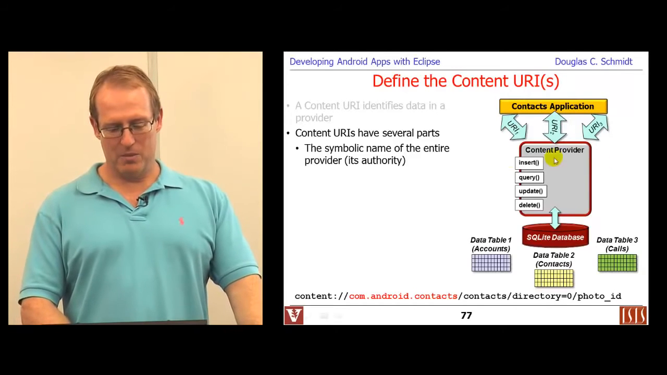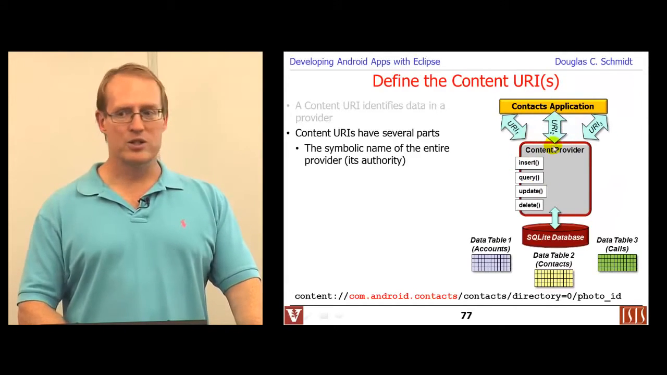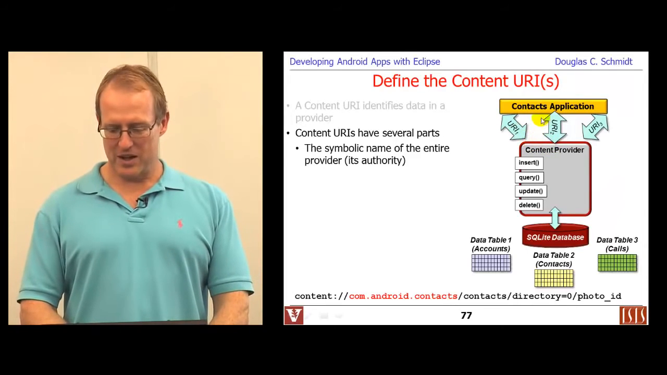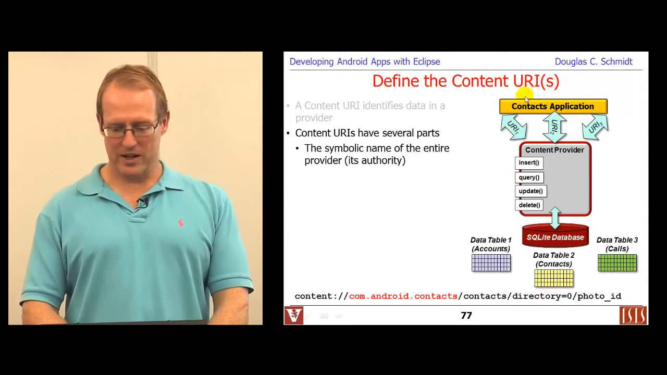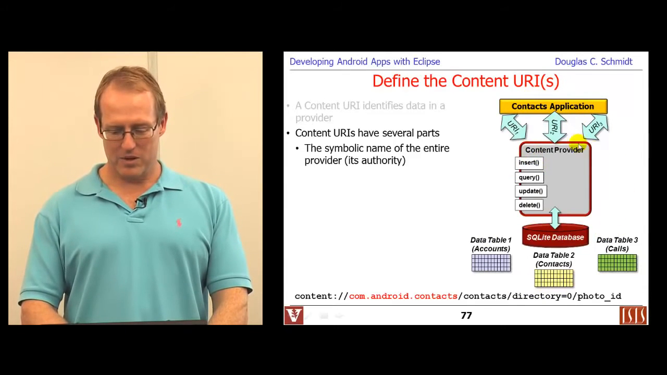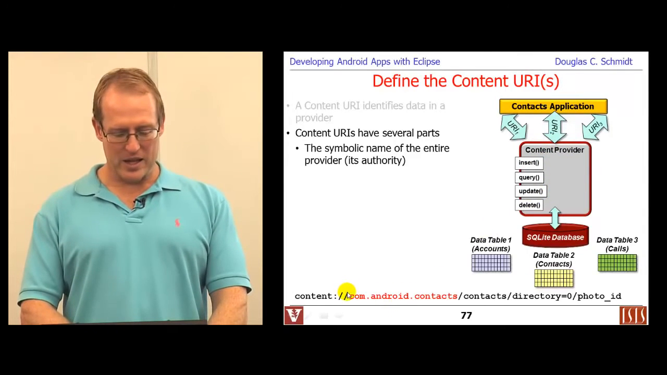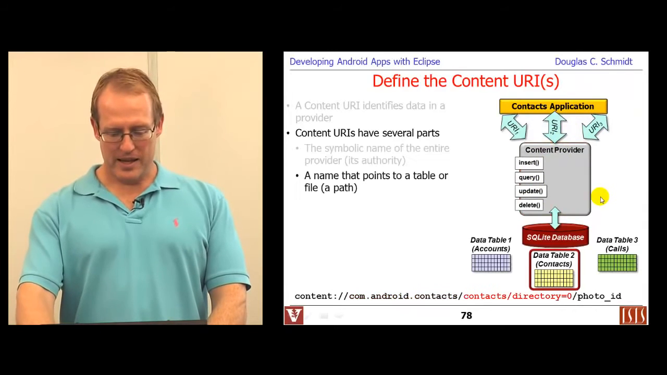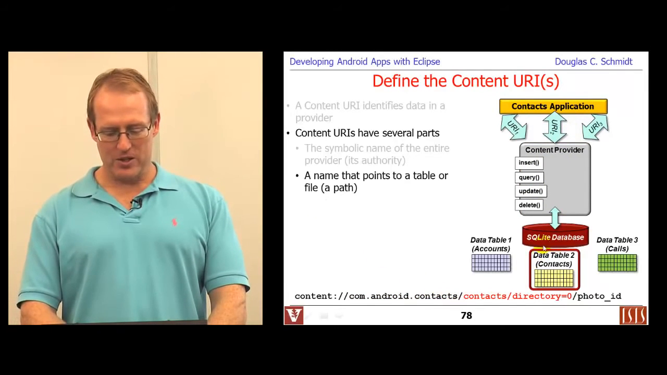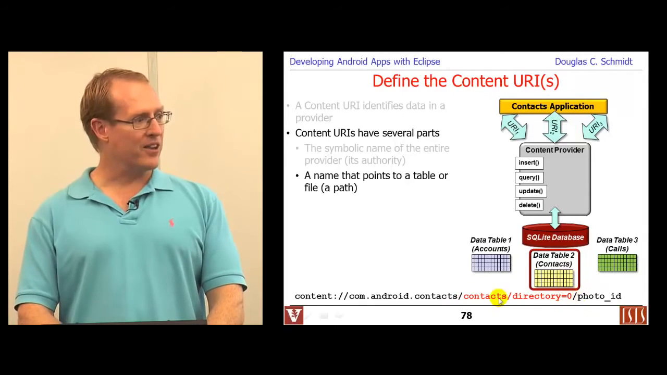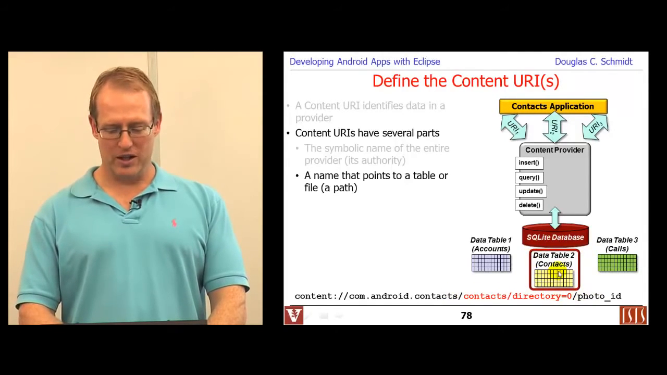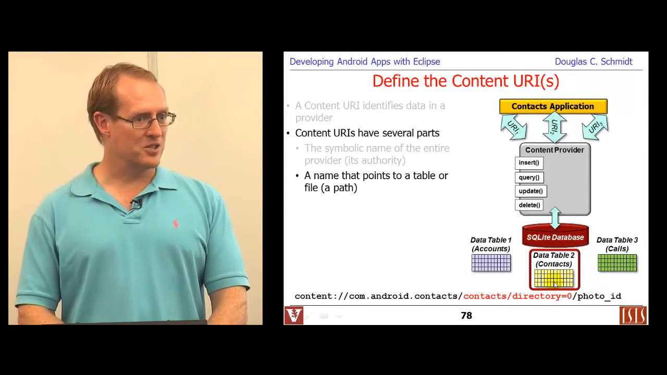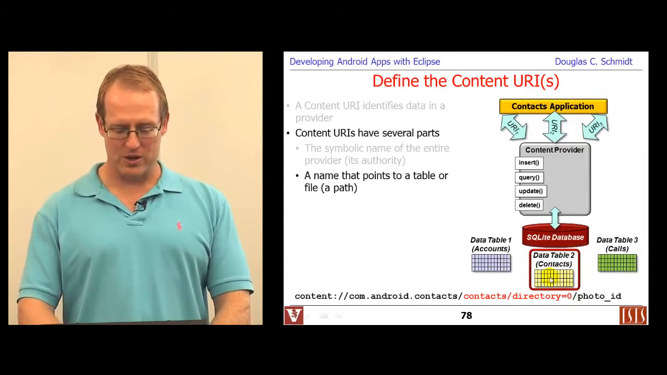You have the part that gives you the name of the entire provider, which is called the authority. Here we can see the contacts provider, and it really should be contacts provider here, is a content provider. When you access it, this part of the URI gets you to the contacts provider. Then you can find a particular table by looking into the path, which will point to something internal, like the contacts table. There may be other tables: accounts, calls, and so on.